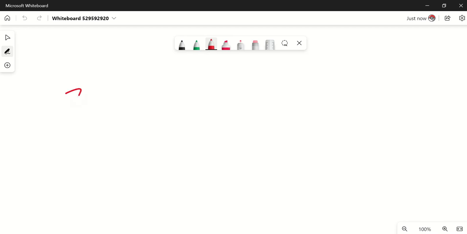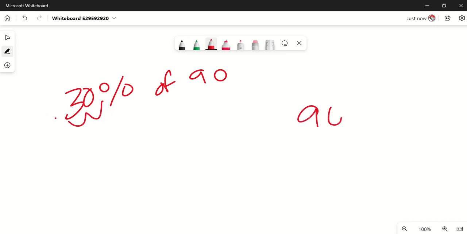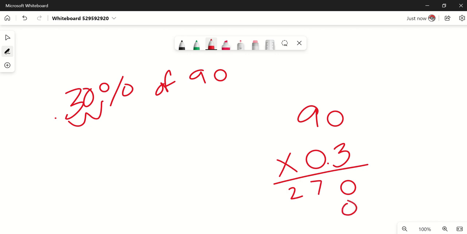So if I were to do 30% of 90 again, we got 27 as our answer. Let's do this decimal-wise instead. This would be 90 times 0.3. 3 times 0 would be 0. 3 times 9 would be 27. Annex a 0. 0 times 0 is 0. 0 times 9 is 0. Add them together: 0, 2, 7.